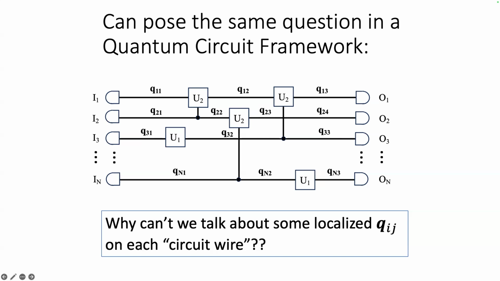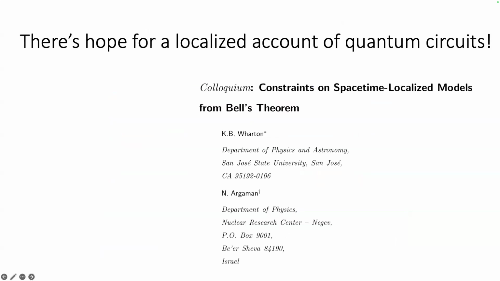That would be the standard response. The standard response is you can't do it because of Bell's theorem. But if you really drill into it, that's the main thing I want to talk about. Why do people think that you can't do this because of Bell's theorem, and why actually can you do it? And there's hope. There is actually hope to get a localized account of what's happening on these wires.